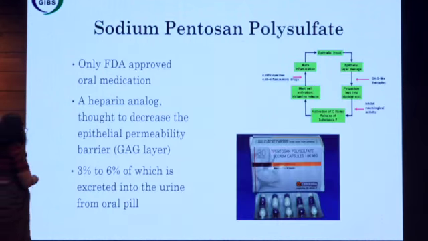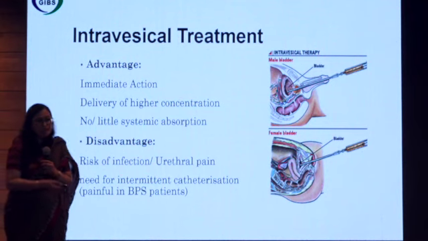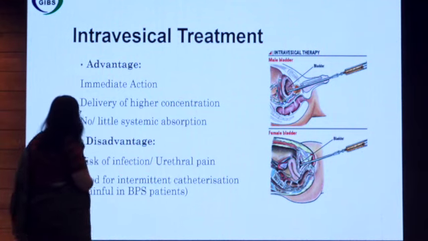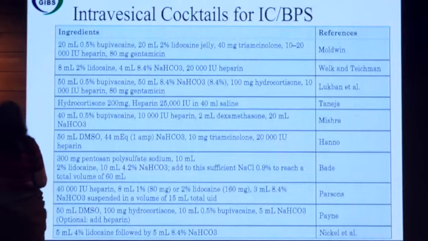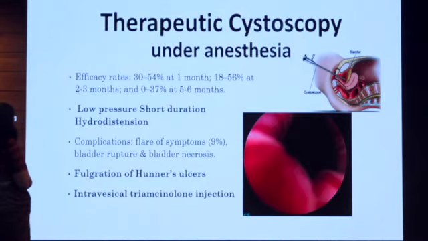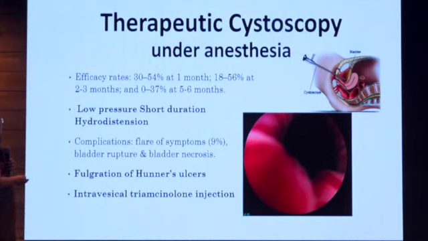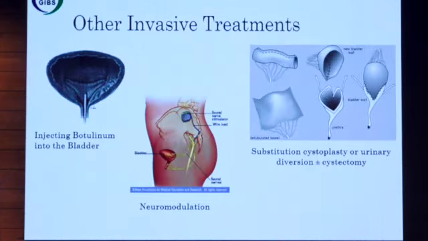Sodium pentosan is specifically made for this problem only, and with intravesical therapy, you can avoid the systemic side effects. You can directly instill the medication inside the bladder. These are the medications which have been recommended by the AUA. Therapeutically, yes, you can ablate the ulcer, and hydrodistension, which I have already explained how to do, is actually the therapeutic role of cystoscopy. So I am skipping all the things.